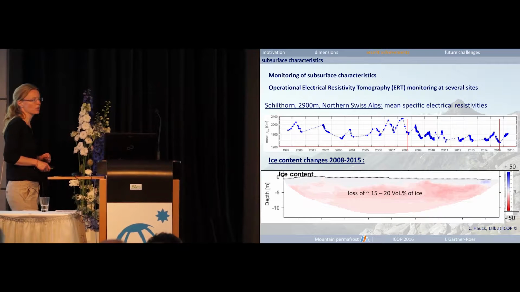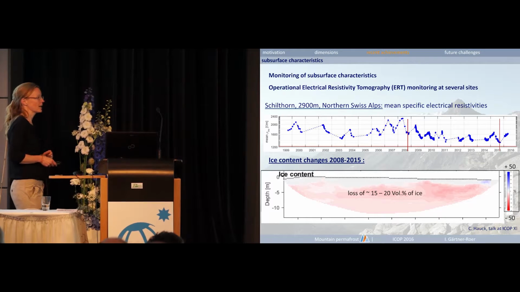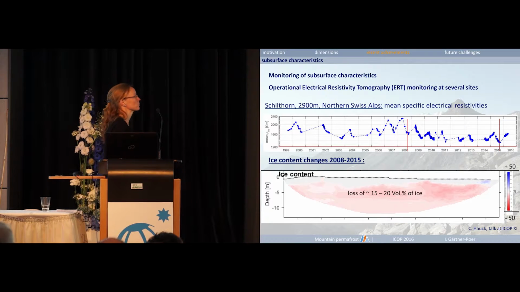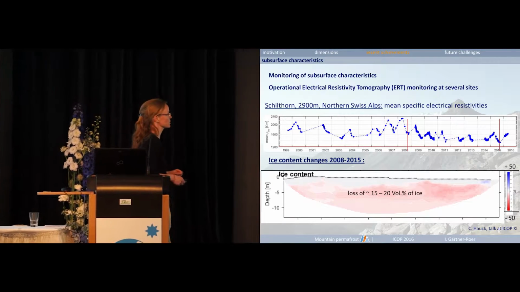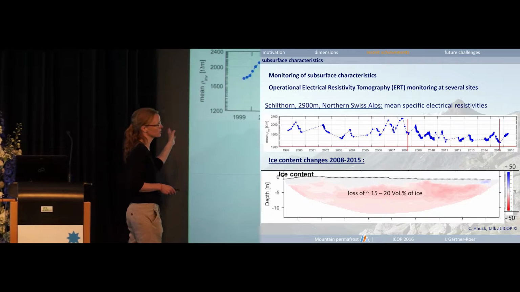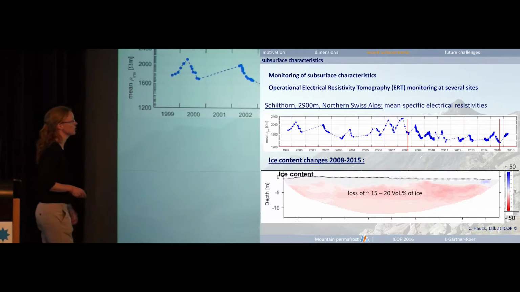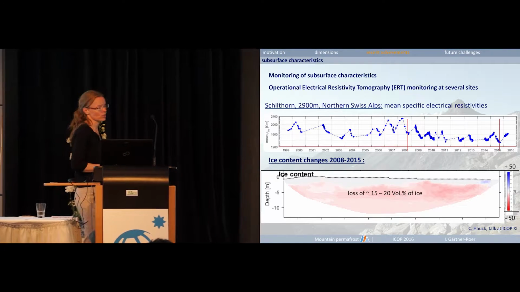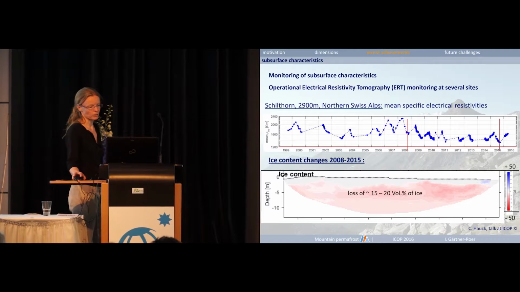So there's also electroresistivity tomography monitoring applied at several sites in the Swiss Alps. You see here the example from the Schilthorn, situated in the northern Swiss Alps. It's quite a long series from 1999 to 2016, and given here the mean specific electroresistivities and the changes over time.